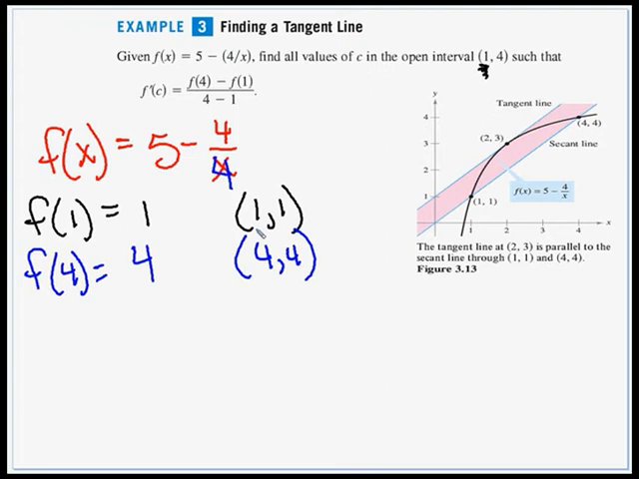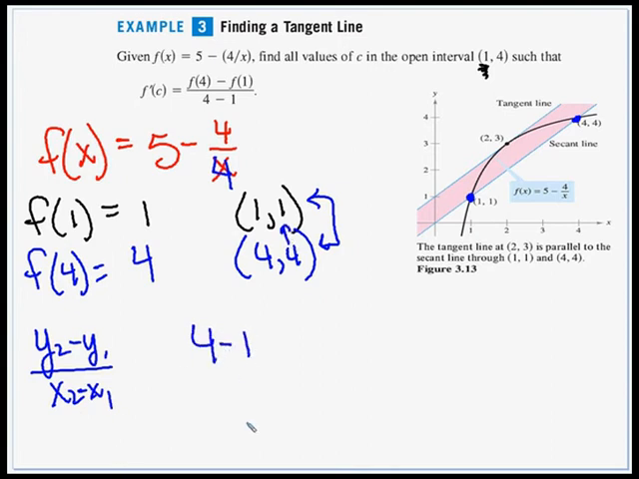Now I want to find the slope that's occurring between these endpoints. Graphically, here's our endpoints. We want the slope of this secant line. So again, slope is y2 minus y1 over x2 minus x1. I just subtract my y values, 4 minus 1, divide that by subtracting my x values, 4 minus 1. So when I subtract, I get 3 over 3, or 1. The slope of this secant line is equal to 1. M equals 1.